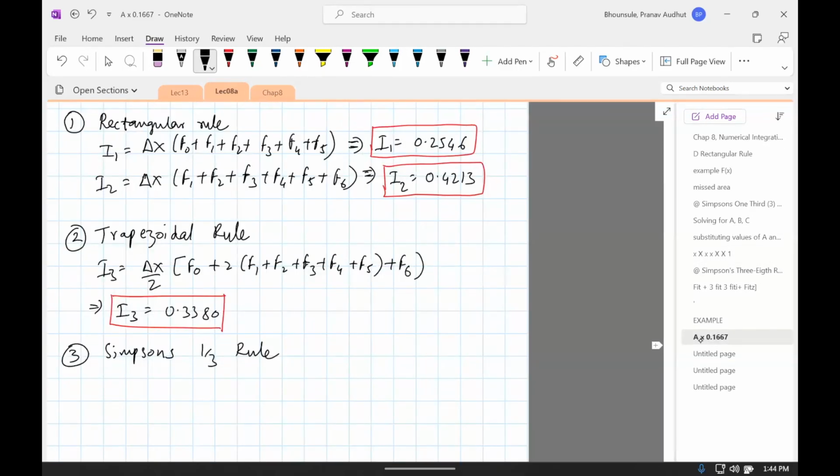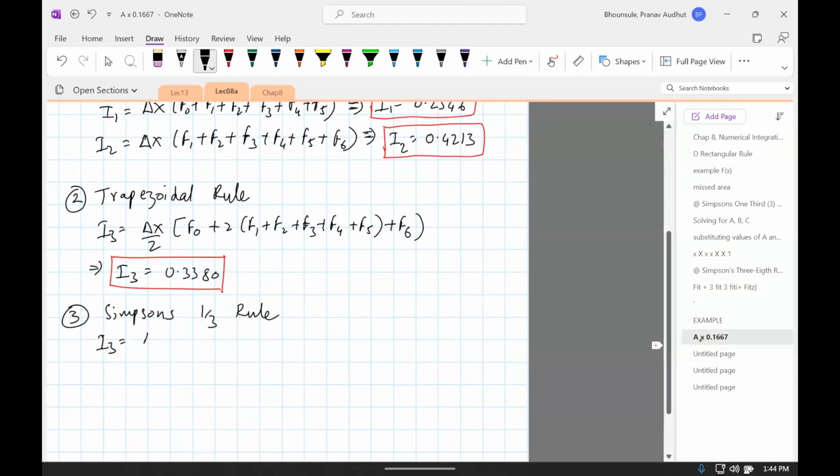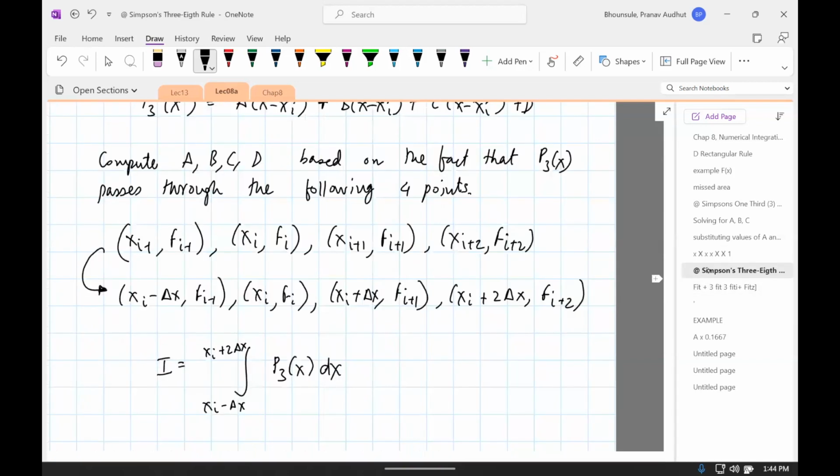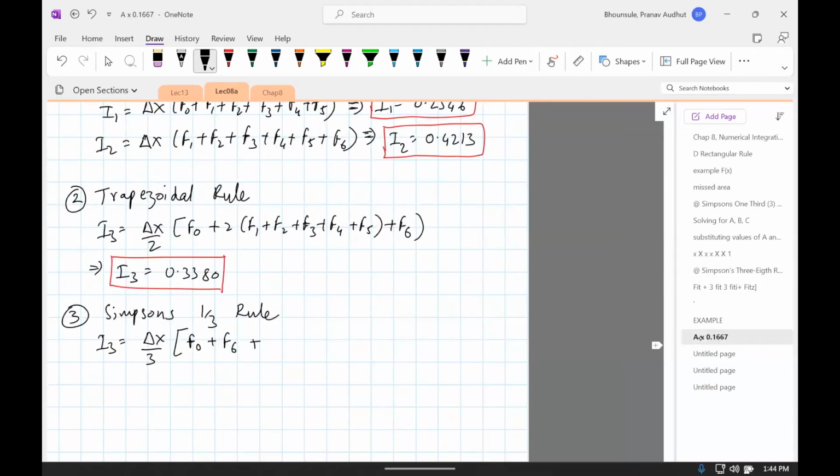So we go here, and then we write it down. So delta x divided by 3, f0 plus f6. The first and last term don't have any index in front of them. Then there'll be 4 times F1 plus F3 plus F5. I said 1, 3, 5, so we put 1, 3, 5. And then we have 2 times F2 and F4.